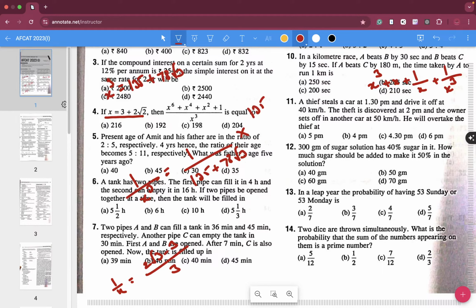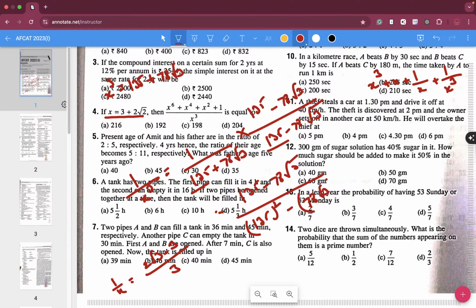So if we have to factorize, 135 minus 78 root 3, right? Okay, so 135 minus 78 root 3, over here a square minus b square, right? So 135 whole square minus 78 root 3 whole square. So this is what you have over here. All right, so now we have to solve for this.